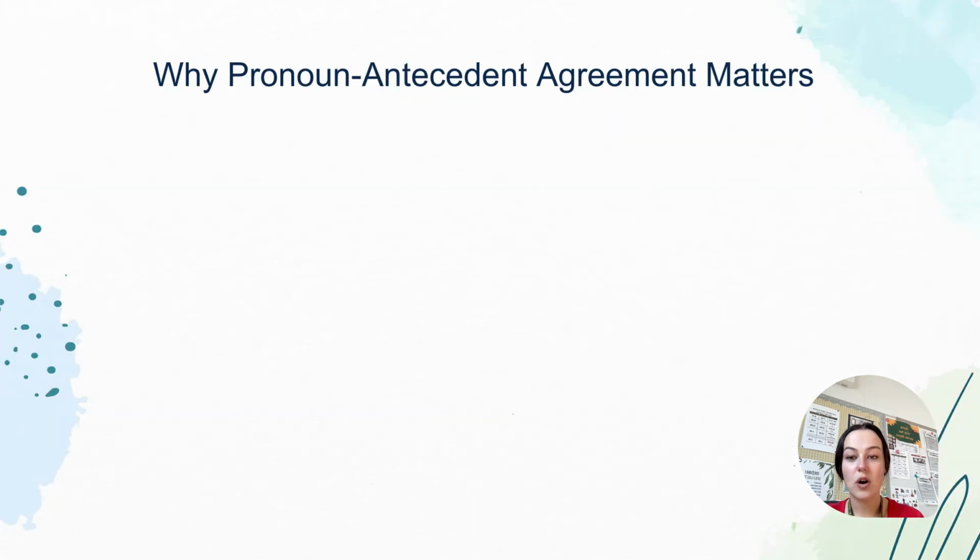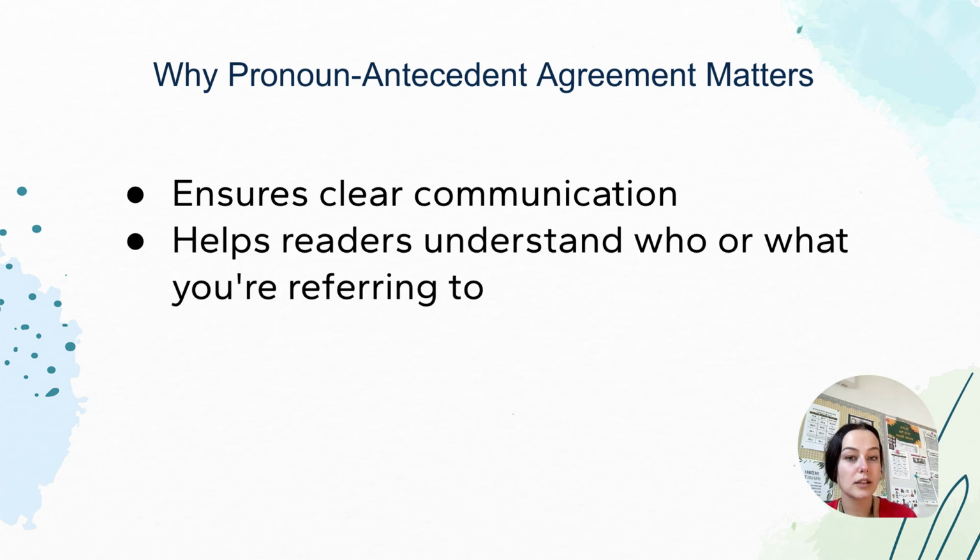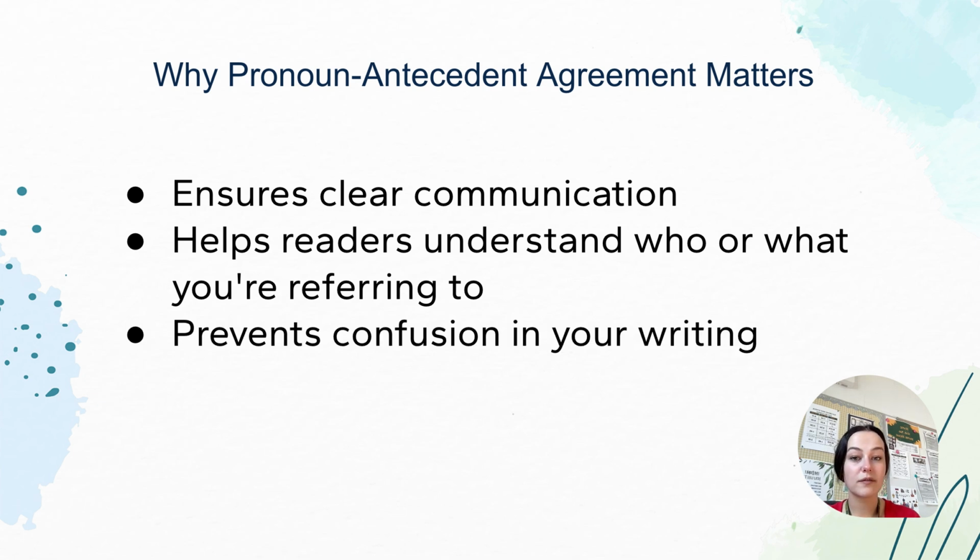All right, now that you hopefully have a good idea as to what pronoun means and what antecedent means, let's talk about why this matters, okay? So, first things first, and really what all of this boils down to is that this is going to ensure clear communication, okay? It's going to help your readers understand who or what you're referring to, but it's also going to prevent confusion in your own writing, right? It's going to make sure that you understand what you're talking about so that you can keep who or what you're referring to in order and make sure that it all aligns.